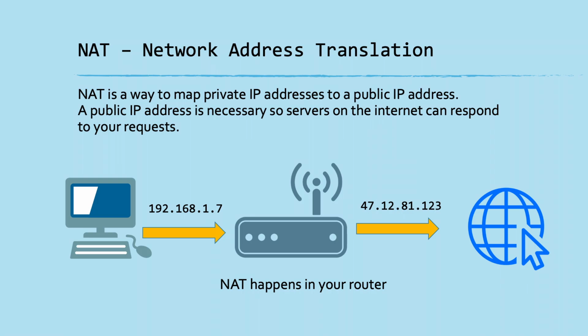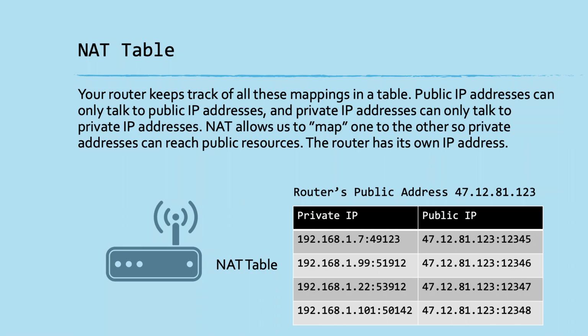So we can map an internal IP address to an external IP address. A NAT table is how the router keeps track of this. So our router keeps track of all these mappings in a table. And like I talked about, public IP addresses can only talk to public IP addresses, and private IP addresses can only talk to private IP addresses. So we can map one to the other so private addresses can reach public resources. Without NAT, we wouldn't be able to do this.